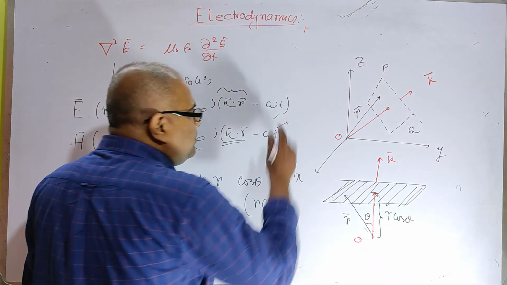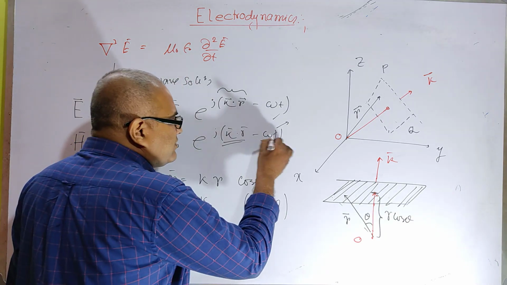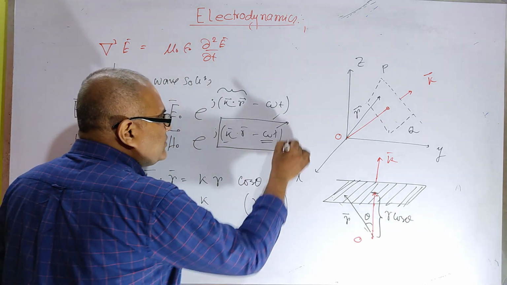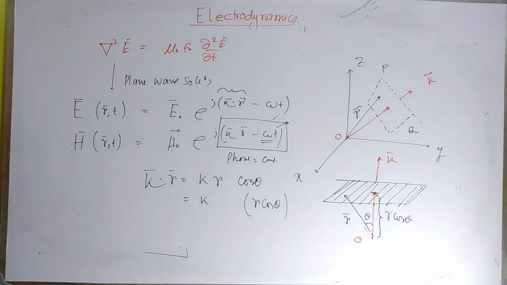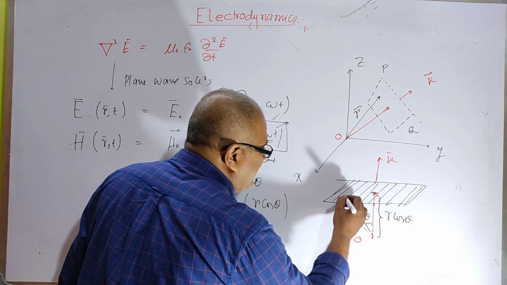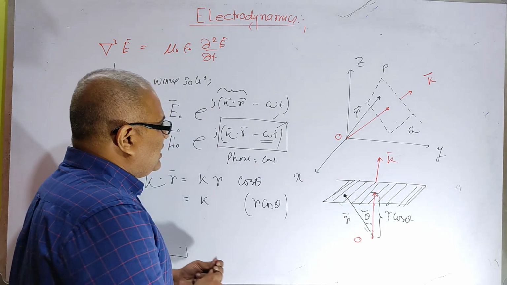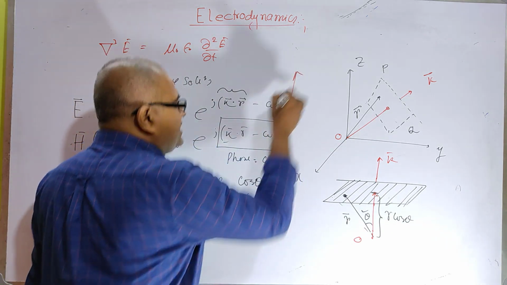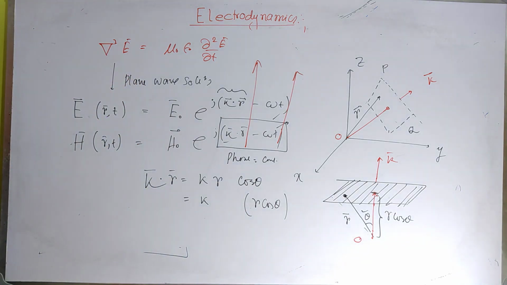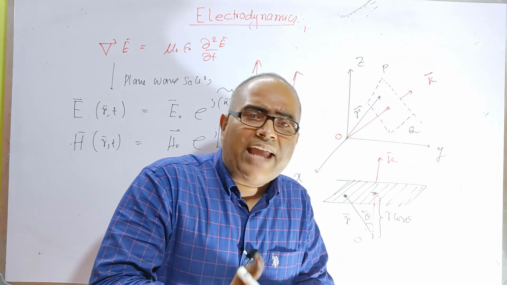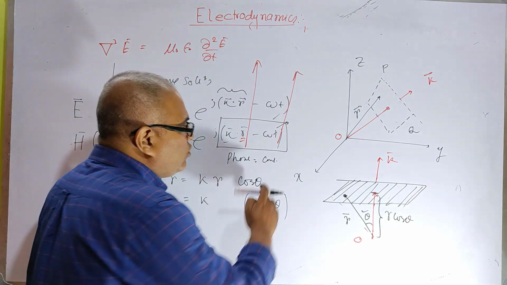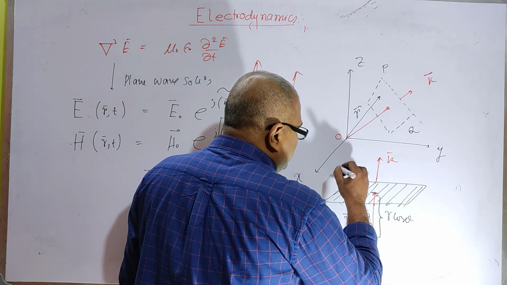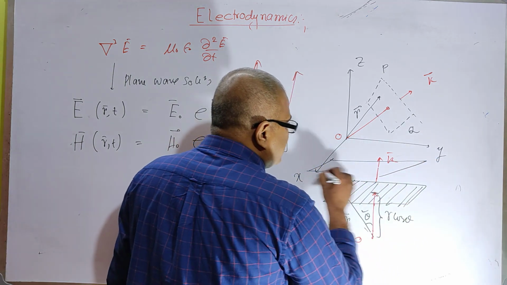Now time will evolve. If time increases, and you all know that this phase must remain constant. So for that particular angle, as k is constant, as omega t is increasing, k dot r should also increase. Now your k is constant, and for a particular direction theta is constant, so r should also increase accordingly.